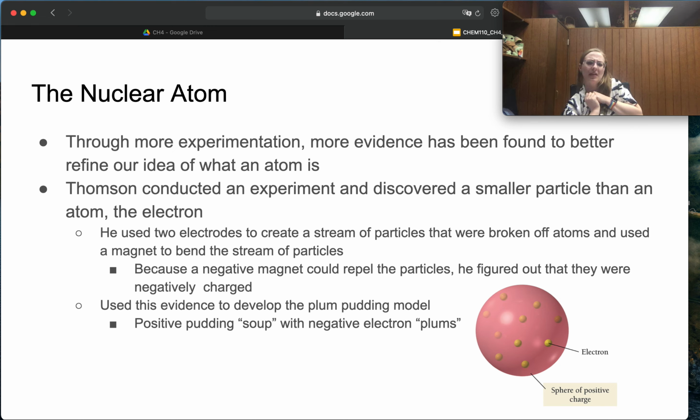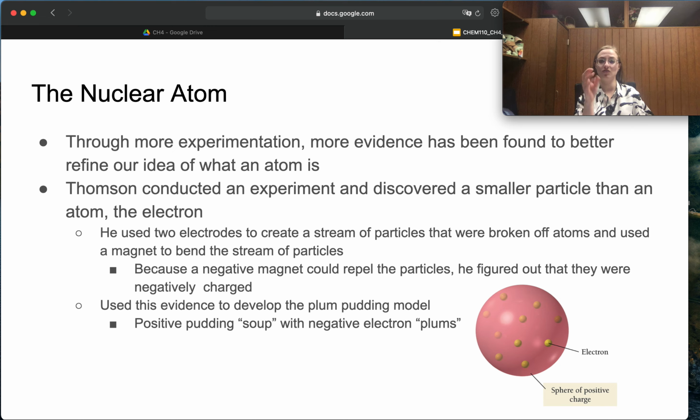So the next guy that steps in our tale to kind of do some experimentation is J.J. Thomson. So J.J. Thomson is a pretty cool guy. And basically what he did was he looked at some atoms, looked at the way electrical current worked, thought about it, and he used 2 electrodes to create a stream of particles that he knew he was breaking off from atoms. Wait, didn't we just say that atoms were indivisible? Interesting. So he's figuring out that atoms are made up of smaller particles than what we may know.